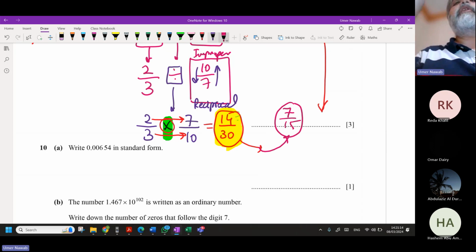If, for example, a student says, Mr. Roman, no, I want to tell the examiner how I did this manually. So right here, 14 divided by 2 gives you 7. And 30 divided by 2 gives 15. So on both sides, up and down, I divided by 2 and I got my answer 7 over 15.